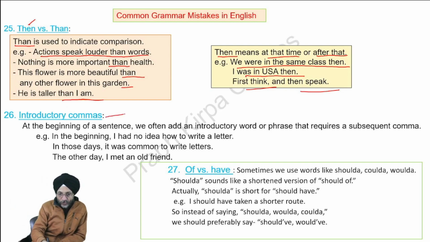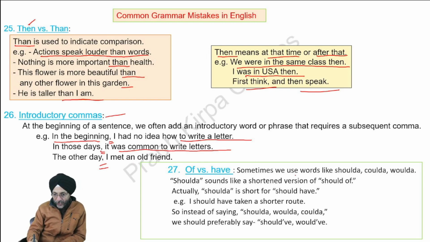Sometimes we have to make use of introductory commas at the beginning of a sentence. For example, in the beginning, here it is an introductory comma. I had no idea how to write a letter. In those days, this is an introductory comma. It was common to write letters. The other day, I met an old friend.